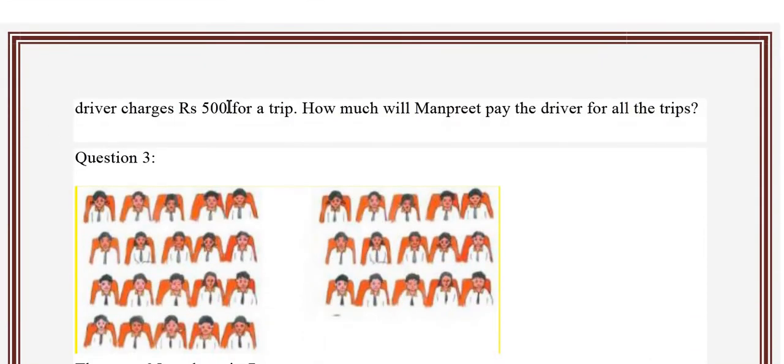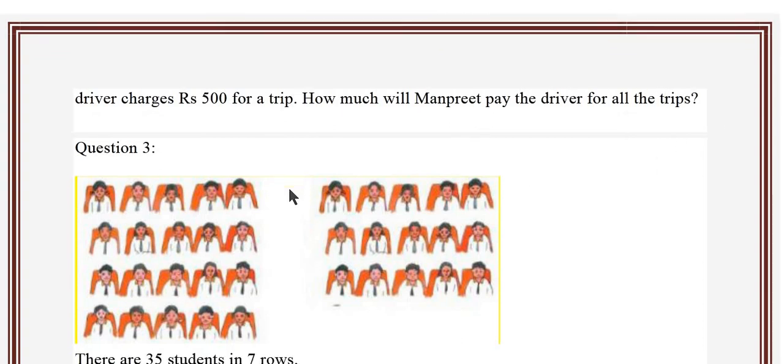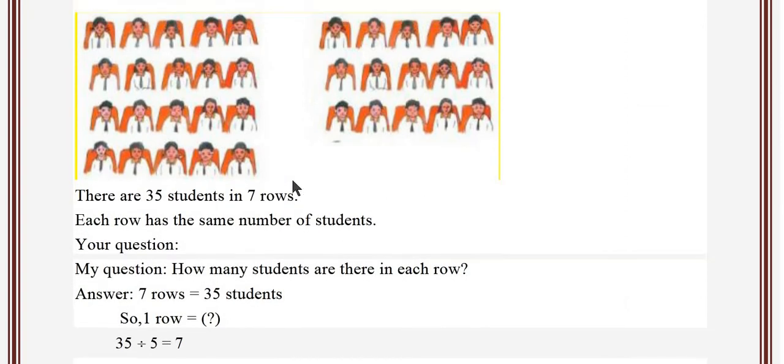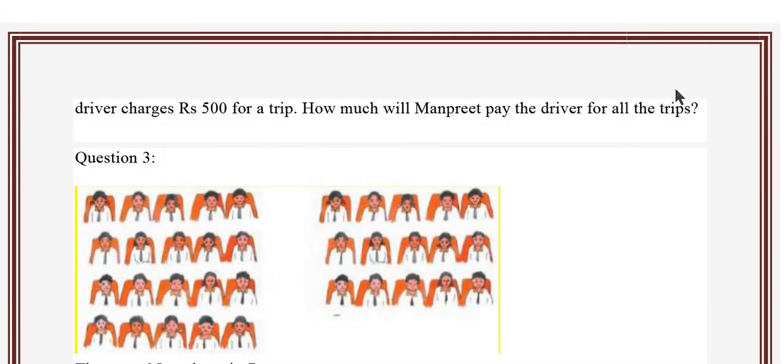Driver charged rupees 500 for a trip. How much Manpreet paid the driver for all trips? This is the print mistake. This question is not necessary.